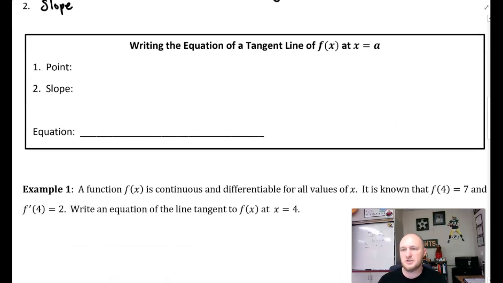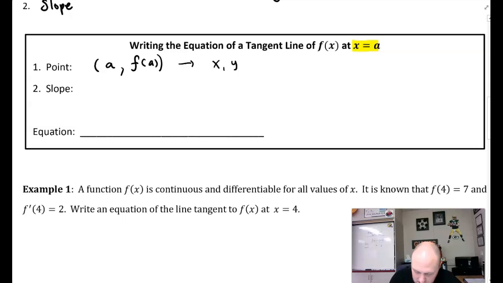Okay, a point. So, writing the equation of a tangent line of f of x at x equals a. Well, I need a point. Now, usually they give you an x value. In this case, they give us x is equal to a. So my point is going to be a. And oftentimes, they don't like to give you the y value. So what we have to do is we have to use our function f, and then we're going to evaluate at a. Okay? So, plain and simple, that will be our point. And I also would like you to write this, x1, comma, y1, our point. And I'll show why we're doing that here in a second.